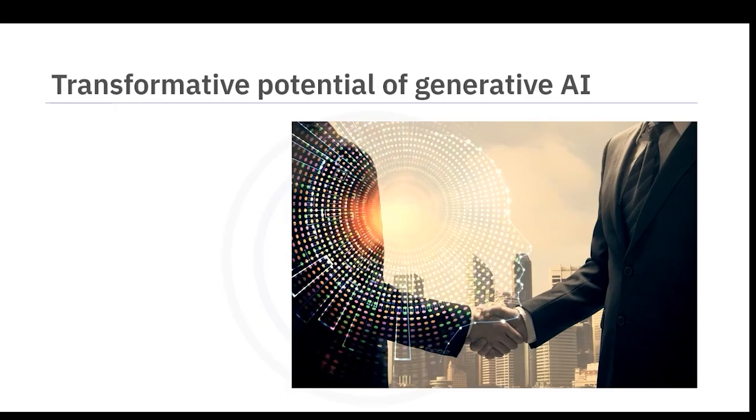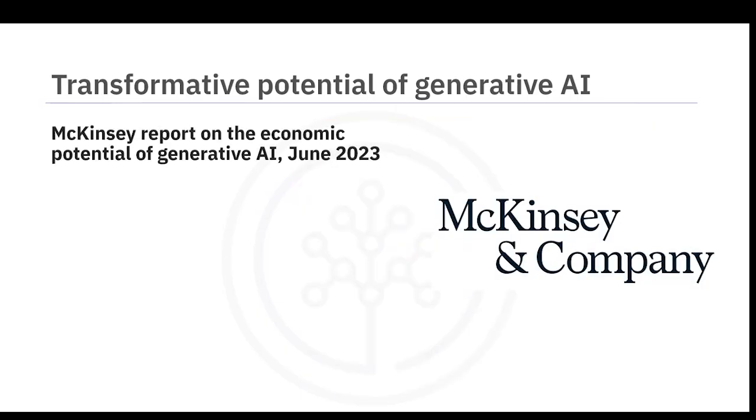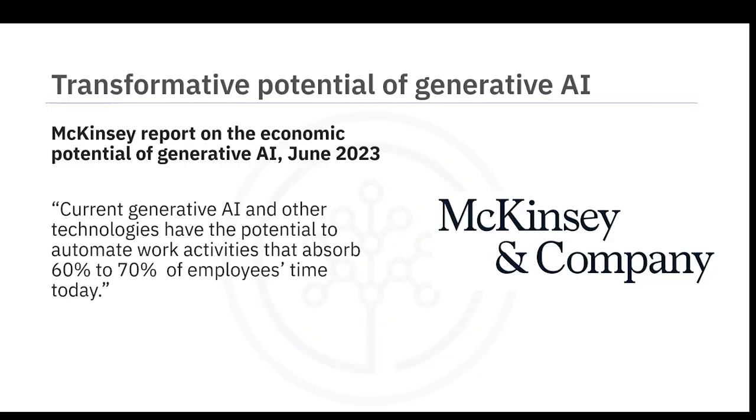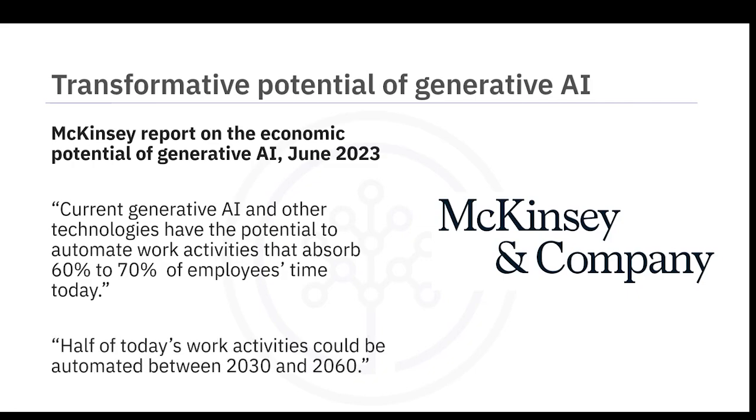While we have spoken of just a couple of domains today, generative AI is ultimately believed to have a significant impact on all industries. Another big area of impact is on how we work. As per the McKinsey report on the economic potential of generative AI, current generative AI and other technologies have the potential to automate work activities that absorb 60 to 70% of employees' time today. Half of today's work activities could be automated between 2030 and 2060.